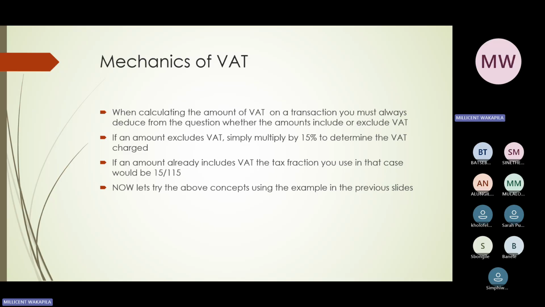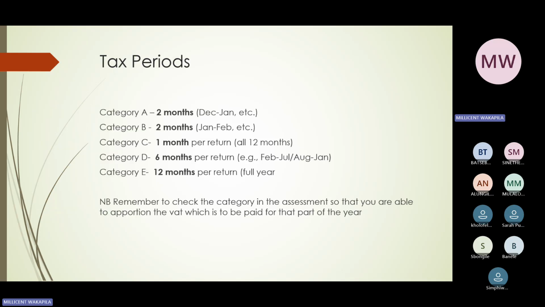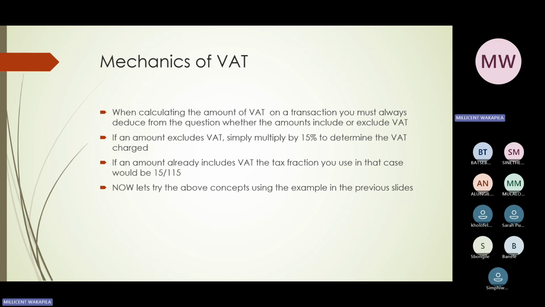Mechanics of VAT. This one I'm going to read through, because it is the whole thing that I've been explaining about the VAT percentages, so that you can just listen while I read. When calculating the amount of VAT on a transaction, you must always deduce from the question whether the amount includes or excludes VAT. That's the first thing that you do. You get a VAT question, now you have to deduce: do the amounts include or exclude VAT?